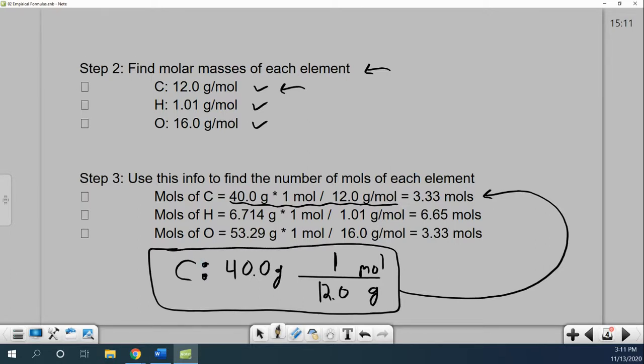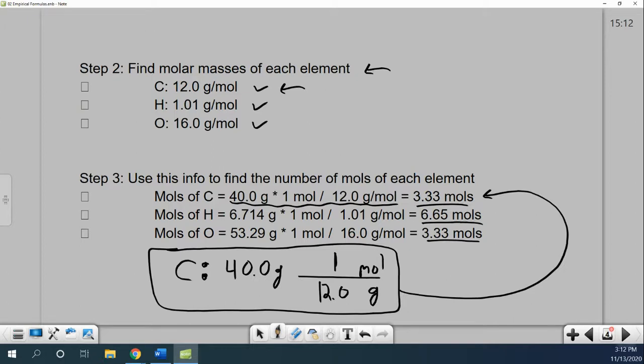Carbon. Start with 40 grams. Divide it by the molar mass, times 1, divide by 12. And that will give you how many moles you have. And you do this for each atom or each element in your compound. So I have 3.3 moles of carbon, 6.65 moles of hydrogen, 3.33 moles of oxygen. And you probably see where this is going now.